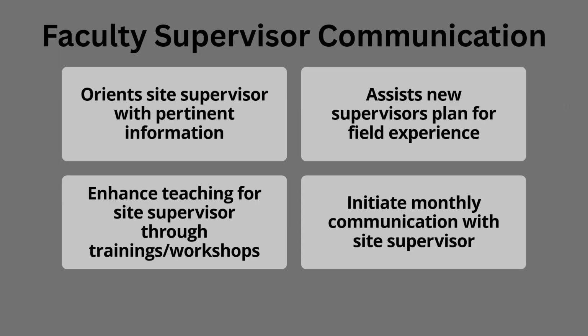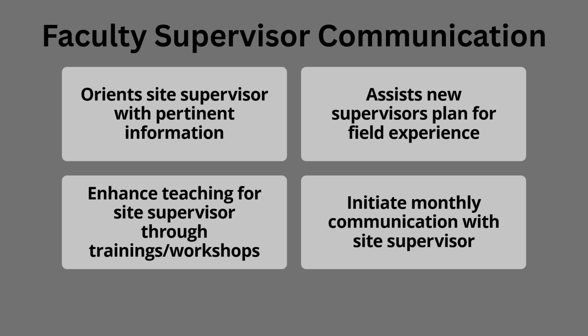As it relates to communication, it is important to note that the faculty supervisor has certain responsibilities related to communicating with site supervisors. One, this communication should include an orientation with the site supervisor related to pertinent information about the program. This can be about forms, documentation, procedures, expectations, evaluation criteria, and so forth.